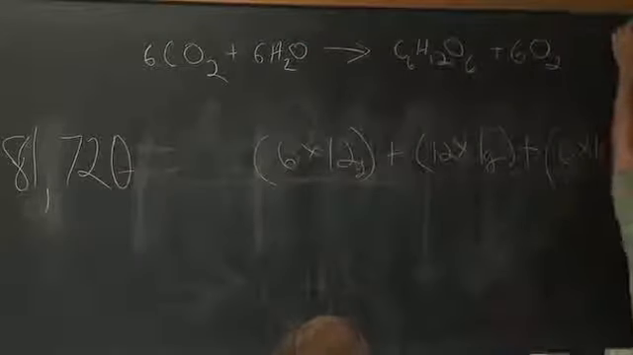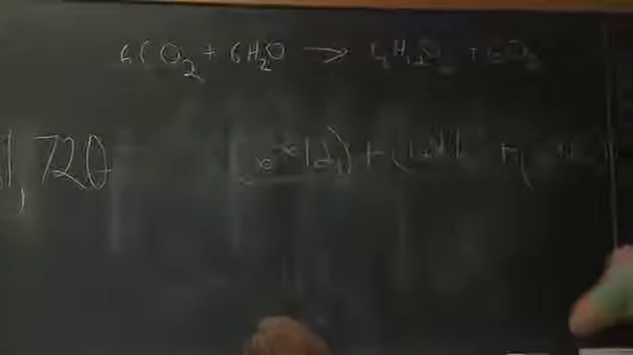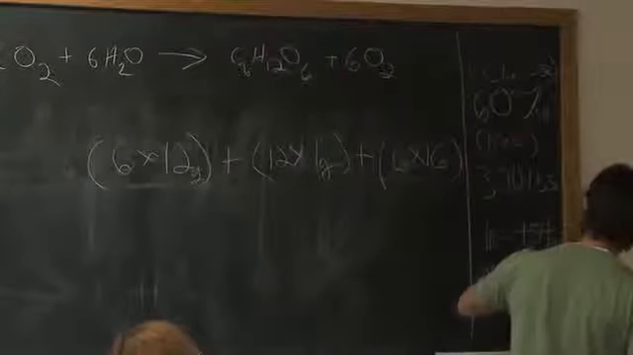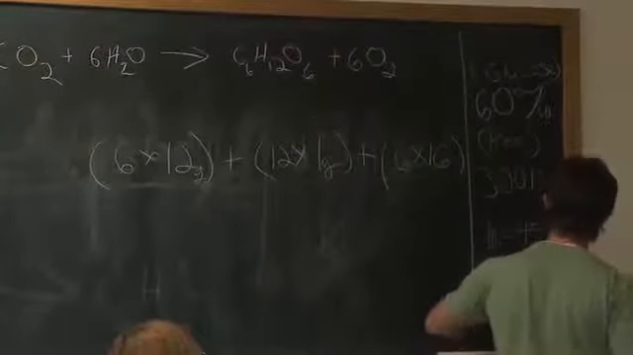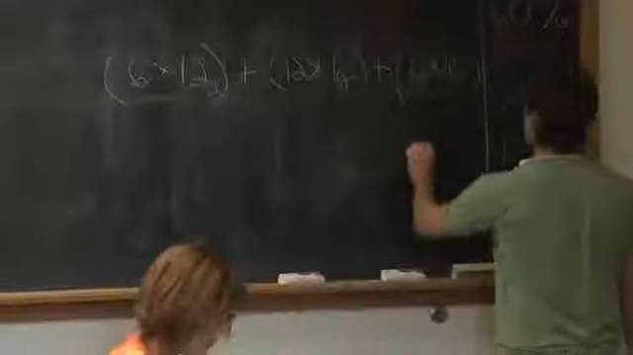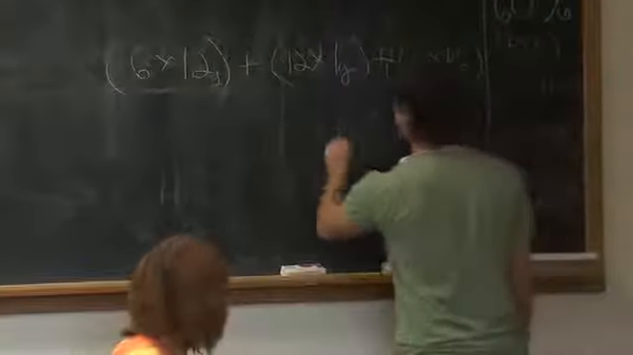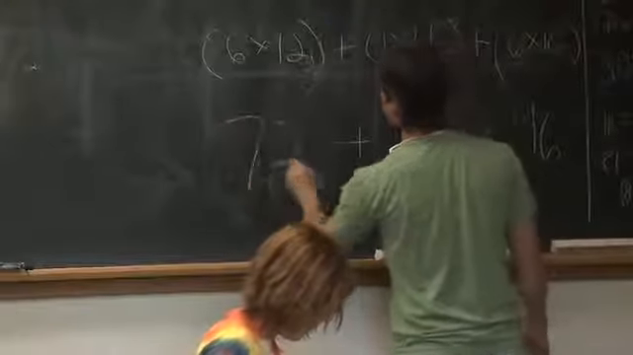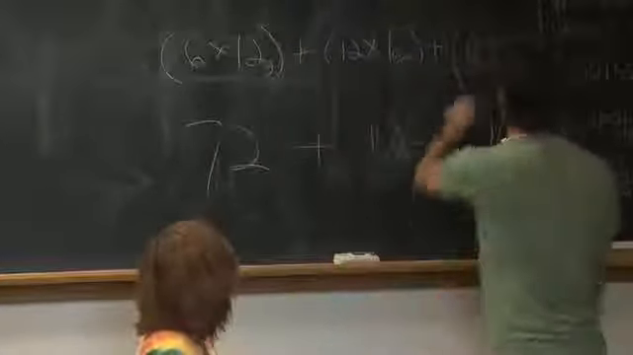I'm gonna put this information over here in our stuff we have category: 81,720 grams of glucose. So now we need to add that up. 96, 12, and 72. I got 180, but let's check that. 180 grams. This is all in grams.